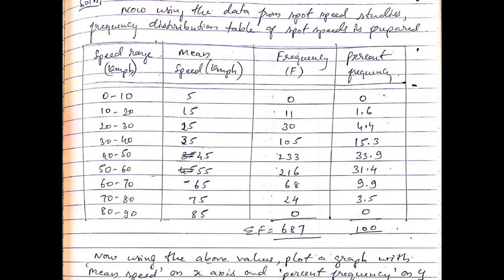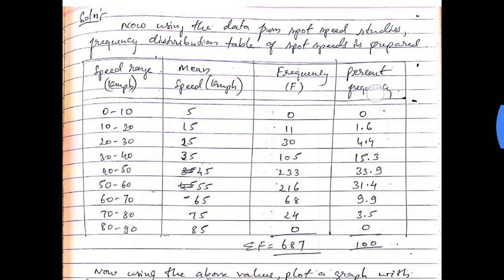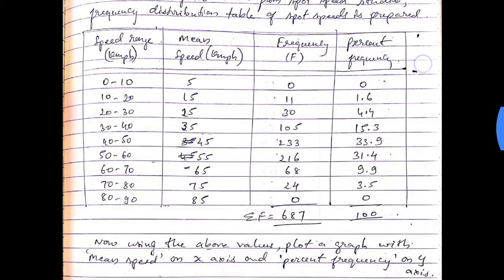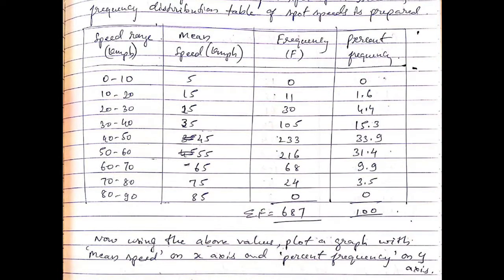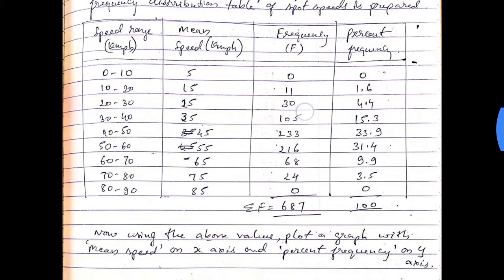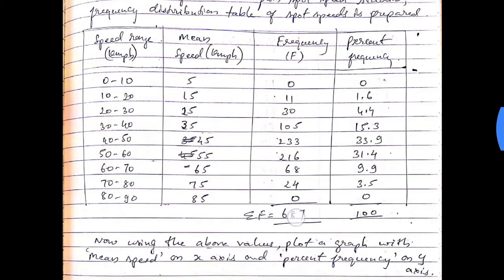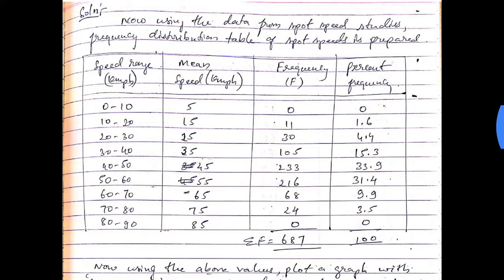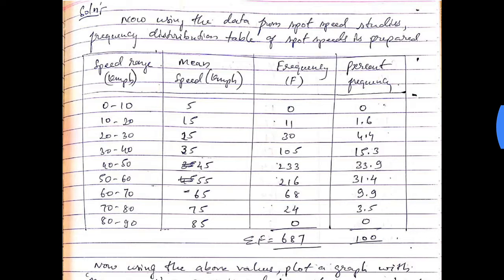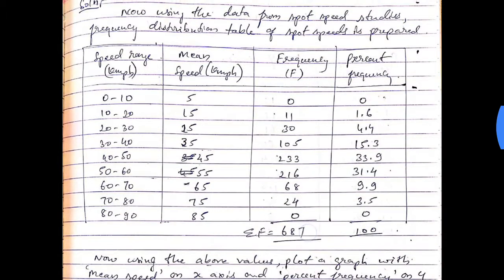What we need to form is an extra column, that is percentage frequency. For this column we need the total sum. So we sum up all the values of frequency. The total is 687. Now you need percentage frequency. So how will you get these values? The numerator will be this value divided by the total, into 100.